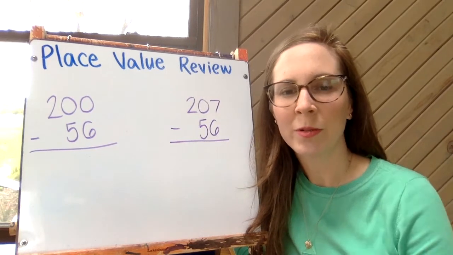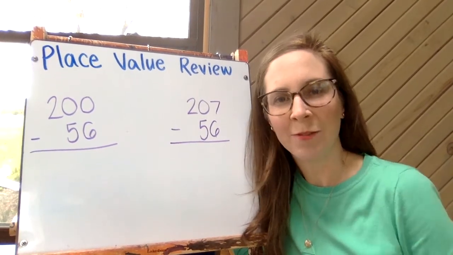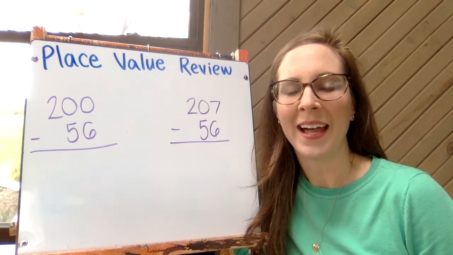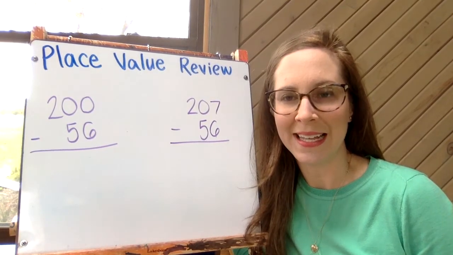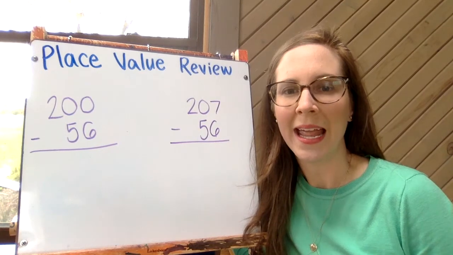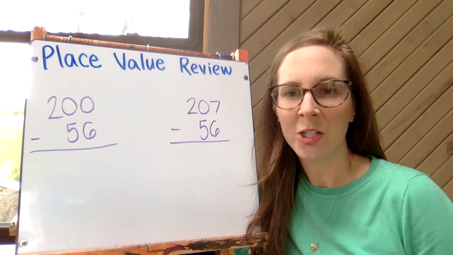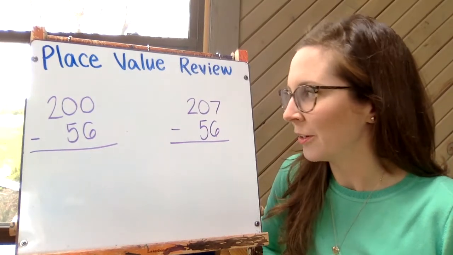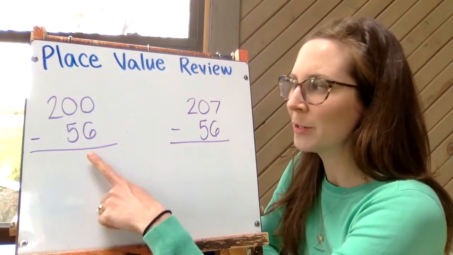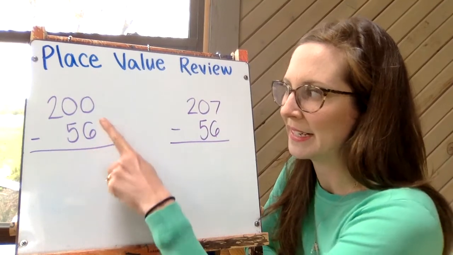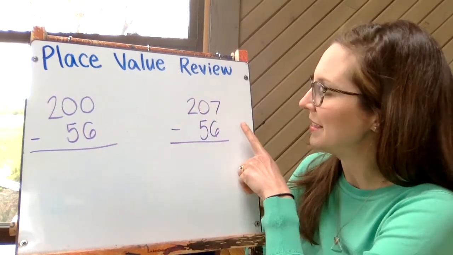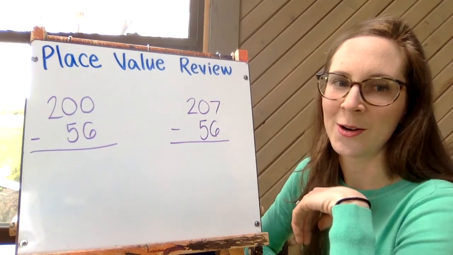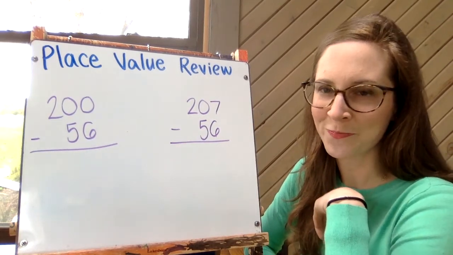And I thought that I would review today subtracting from 200, but really noticing the difference when we have to ungroup in the tens to get more ones and when we have to ungroup 100 to get more tens. So I wrote down two problems that are very similar. The first one is subtracting 56 from 200. But then this one is 207 minus 56. So what's the difference between the two?